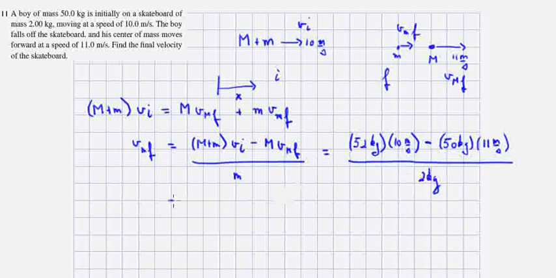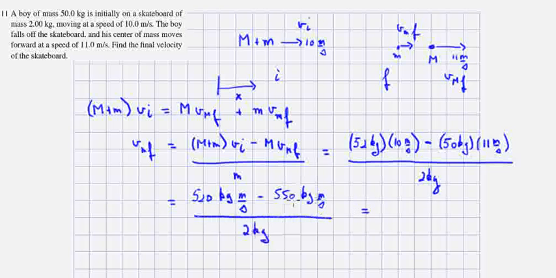Alright, so that becomes, this first term is 520 kilogram meters per second, and the second term is 550 kilogram meters per second over 2 kilograms. Okay, so in the numerator I have a negative number, it's minus 30 kilogram meters per second over 2 kilograms, which is equal to minus 15 meters per second.